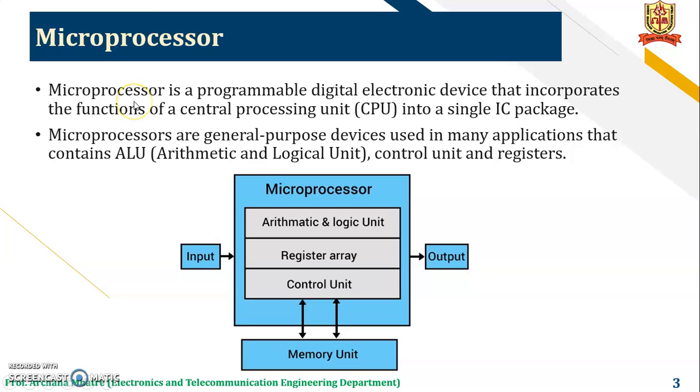So microprocessor is a programmable digital electronic device that incorporates the functions of a central processing unit, that is CPU, into a single IC package. Microprocessors are general purpose devices used in many applications that contain the ALU, that is arithmetic and logical unit, control unit and registers. Register, again, is used to store the data.